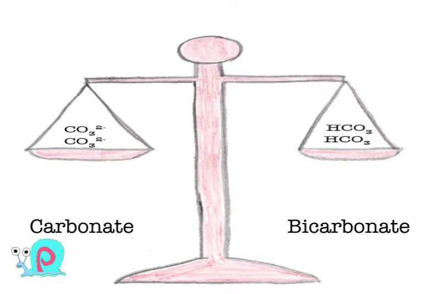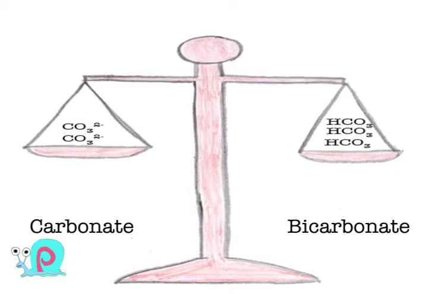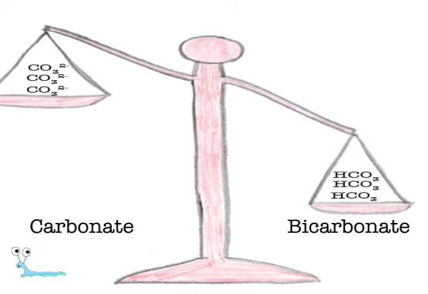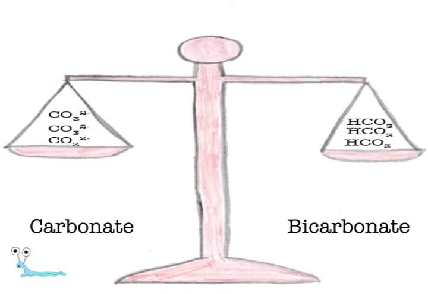Imagine a scale. The carbonate and bicarbonate need to balance each other out. When the bicarbonate is added to the ocean, the scale becomes unbalanced. In order to rebalance, carbonate needs to be added to the ocean. Carbonate is taken from organisms and added to the ocean.